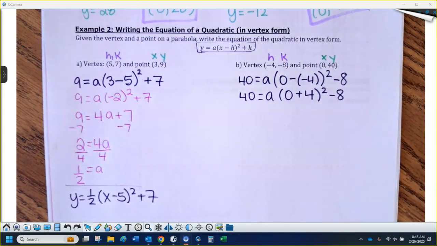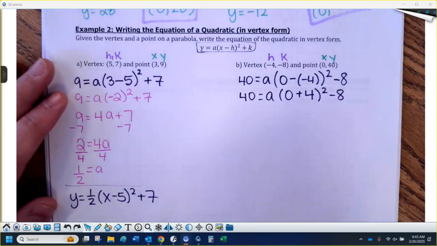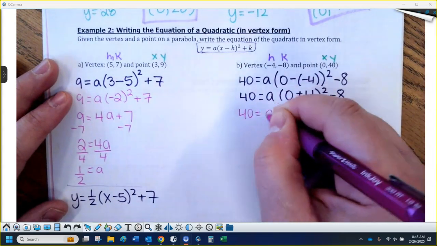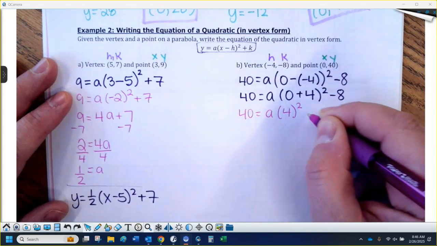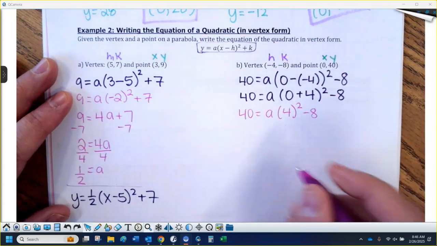So whatever that vertex x-coordinate is, that goes in for h. It's going to be the opposite of what it looks like. So to me it looks like a -4. It actually turns out to be a +4 in the equation if you simplify that a little bit. Now let me just do this. In the parentheses, I'm just going to get 4. 0 plus 4 is 4. And then I'm going to square that 4.